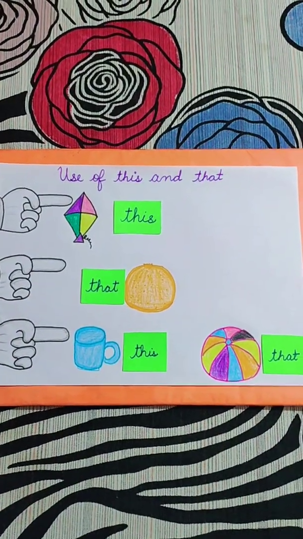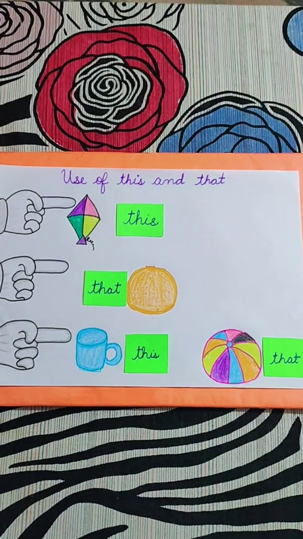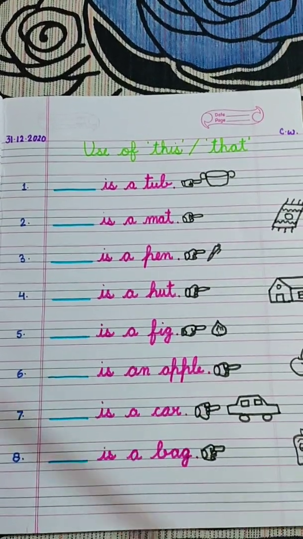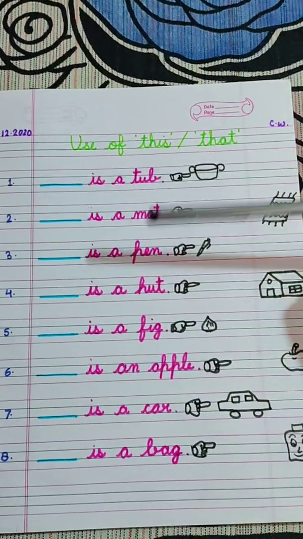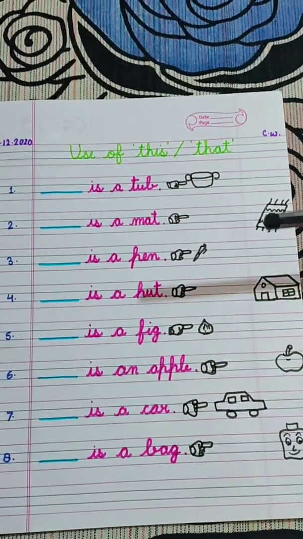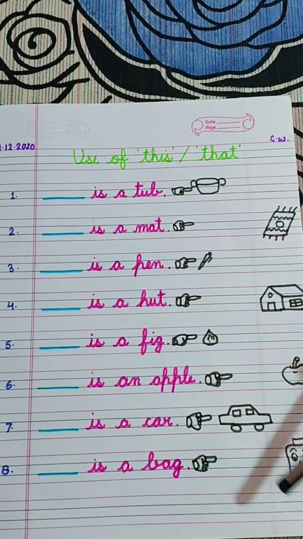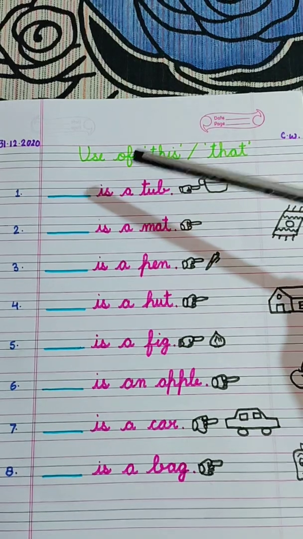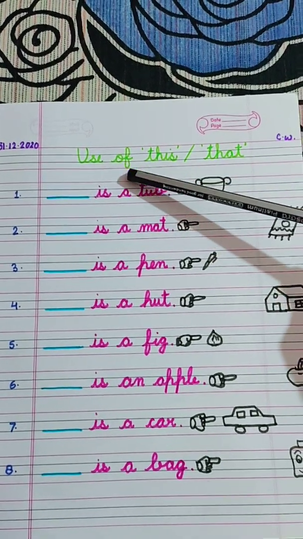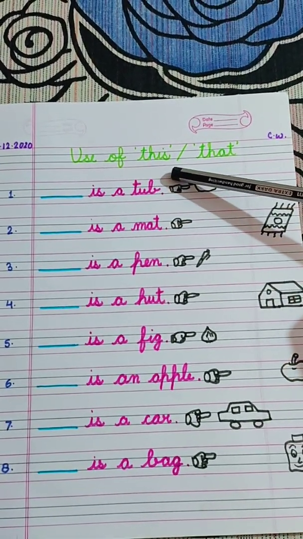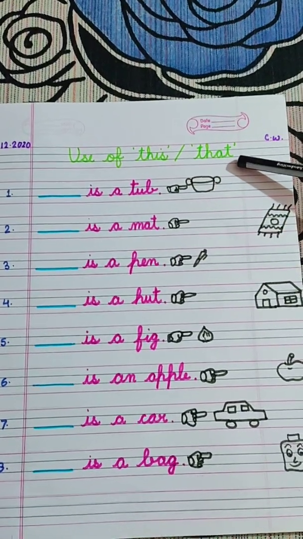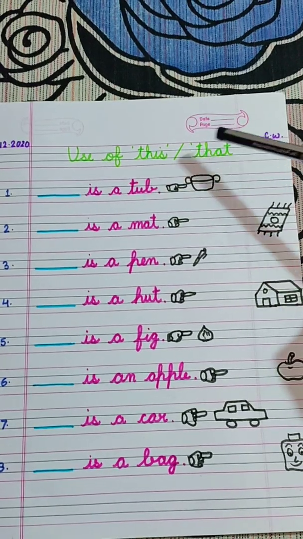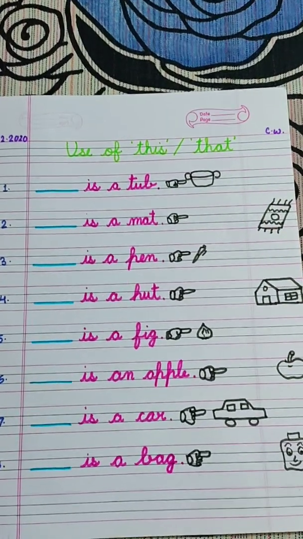Now to understand this activity better, we are going to do a worksheet. Now children, in your notebook, your parents are going to make a worksheet for you, but you are going to read the same with me. USE, use, of, THIS, this, THAT, that, this, that. Now this and that are both sight words.